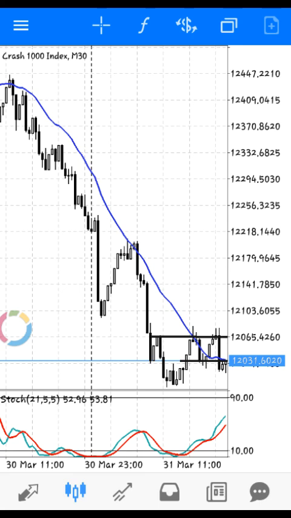So if you're selling, you want to trade the change in order flow to the downside. If you are buying, you want to trade the order flow change to the upside.